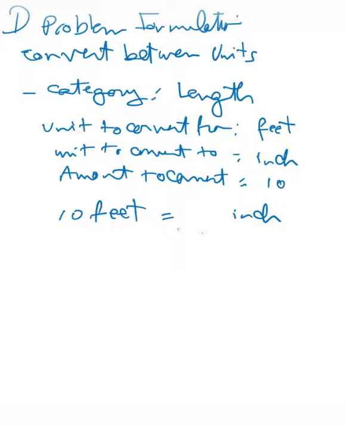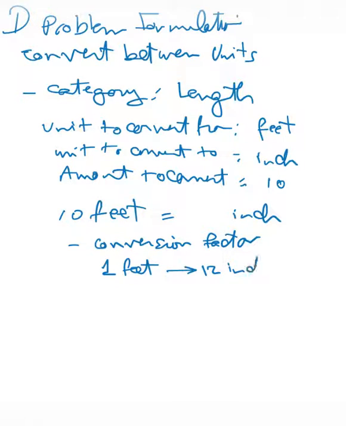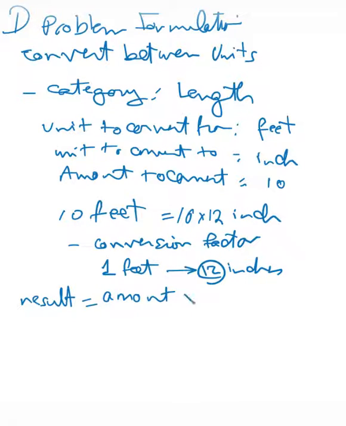So what you did here to convert from feet to inches, you first asked in your mind, what is the conversion factor? And you remembered that 1 foot is equal to 12 inches. That 12 is called the conversion factor. That's what it takes to convert from feet to inches. So if you have 1 foot, it will take 12 inches. So if you have 10 feet, then you take the amount and multiply it by the conversion factor. So the result equals the amount multiplied by the conversion factor.